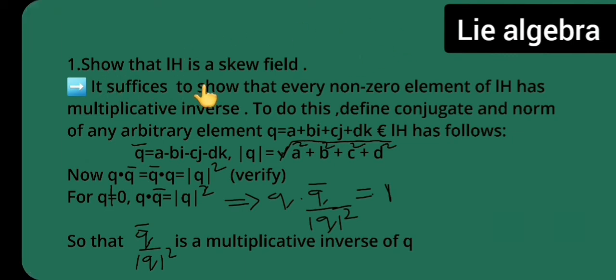So here you all have to show that H is a skew field. Okay, so here is my solution. So what you have to do? It suffices to show that every non-zero element of H has a multiplicative inverse. To do this, we have to define the conjugate and norm of any arbitrary element.